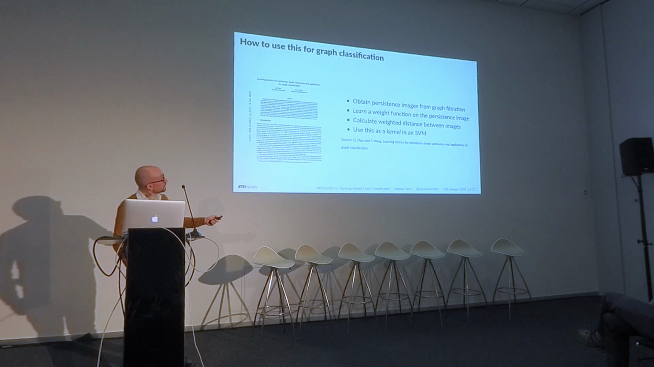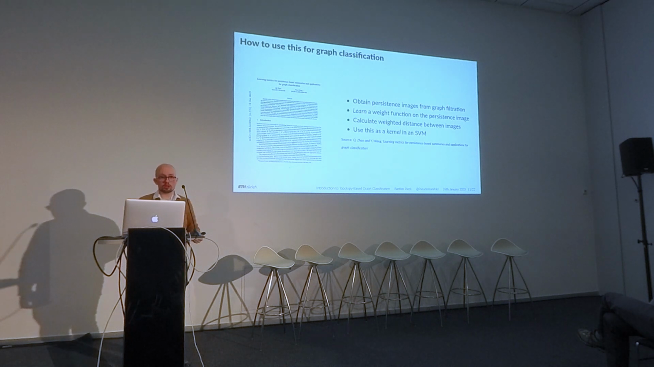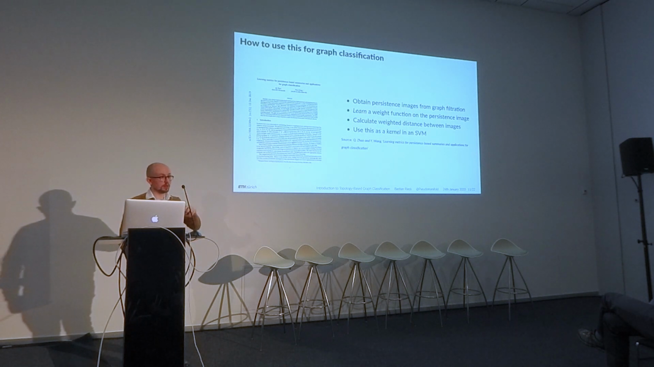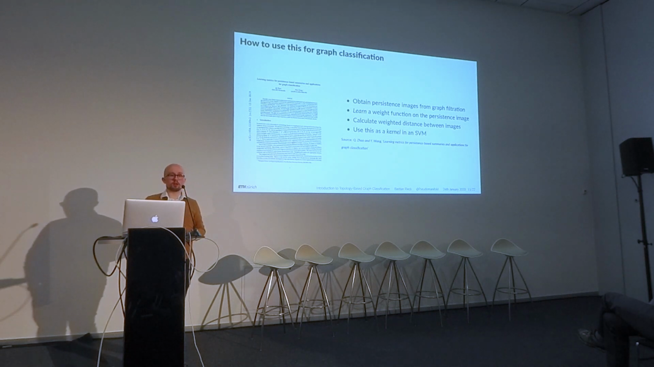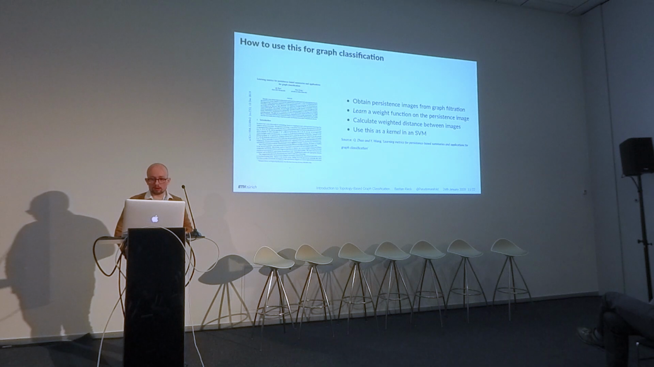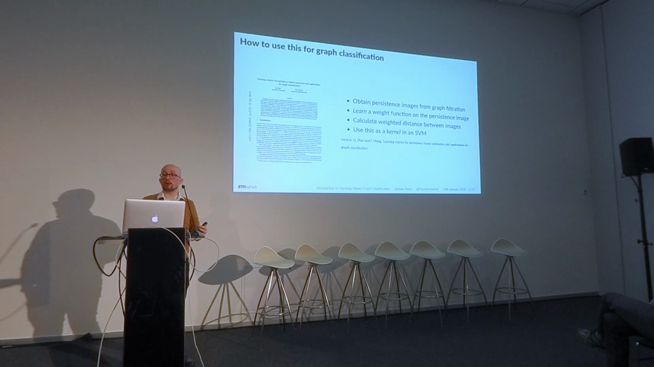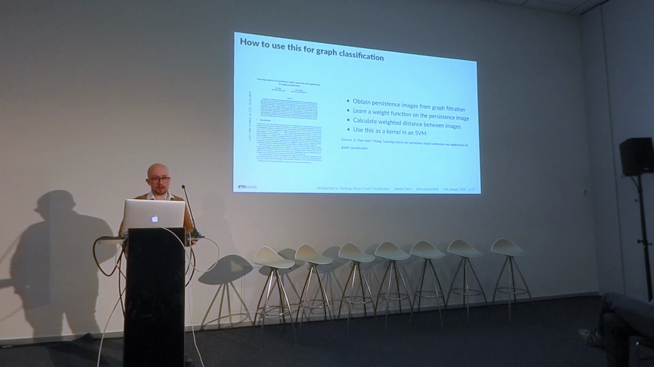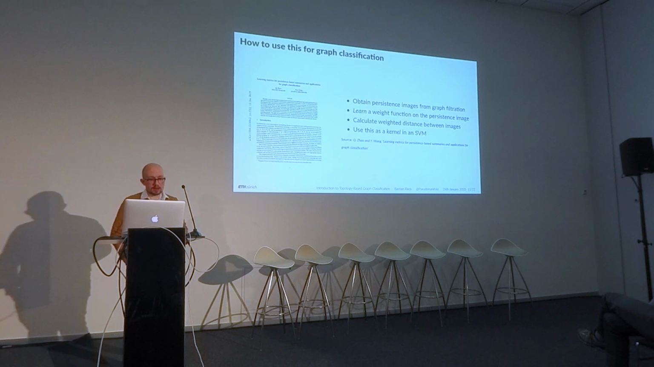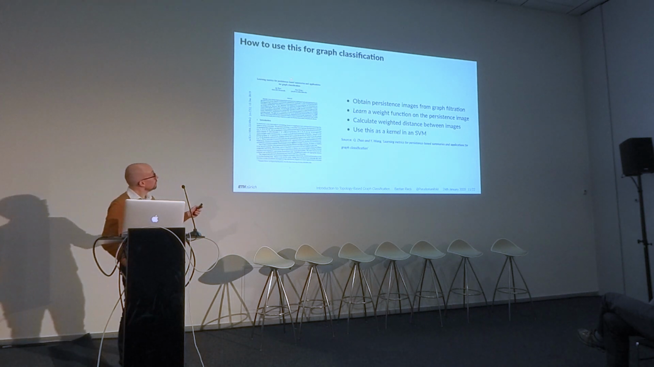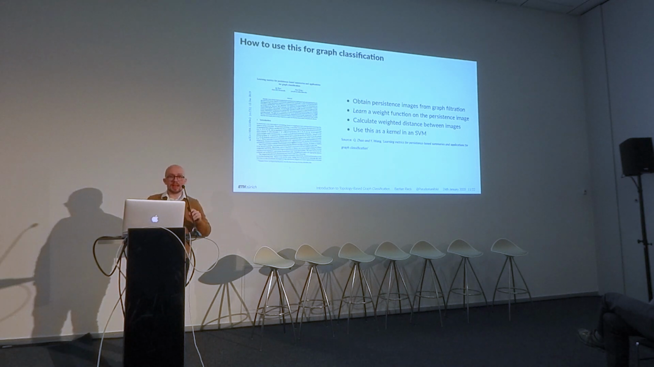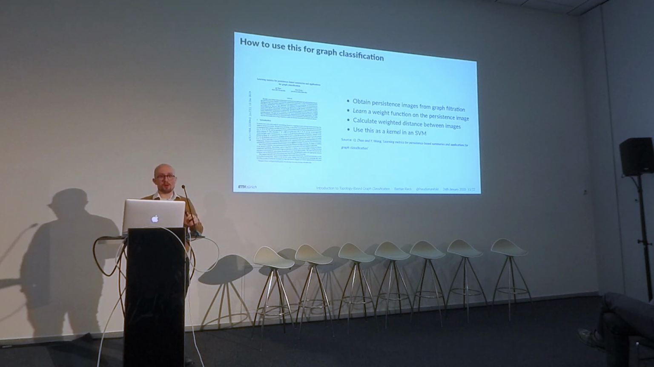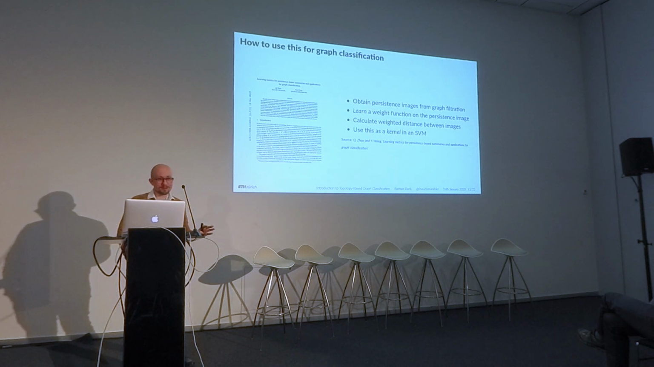They created persistence images from a graph filtration. I'm not going to go into the details here, but we'll later see one graph filtration that will always work. And then they learned this weight function on the persistence image by some optimization scheme. And now it's possible to calculate a weighted distance between those images. And this can be used directly as a kernel for an SVM, for a support vector machine. And the funny thing about this paper, which I would definitely recommend reading, is that it's not using the labels at all. So it's completely ignoring the label information in the graph.